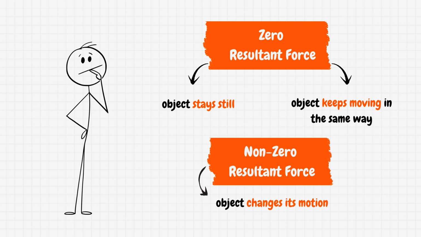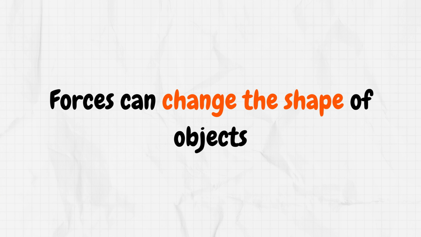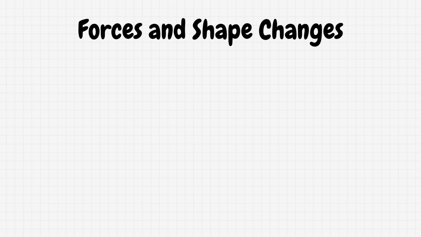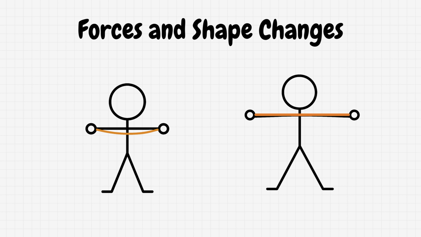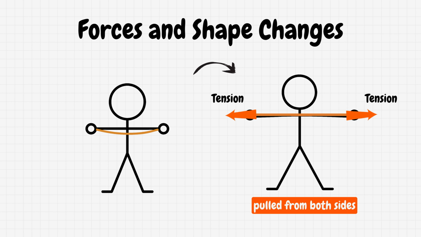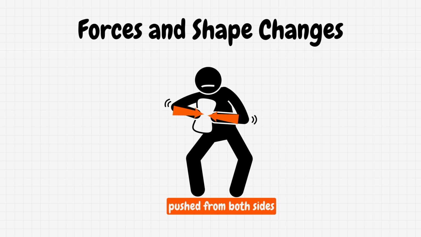Forces don't just affect motion, they can also change the shape of objects. Let's take a simple example. If you stretch an elastic band, it gets longer. You're applying a force and the band's shape changes. This kind of force is called tension, a pulling force. On the other hand, if you squash something, you're applying a compression force.